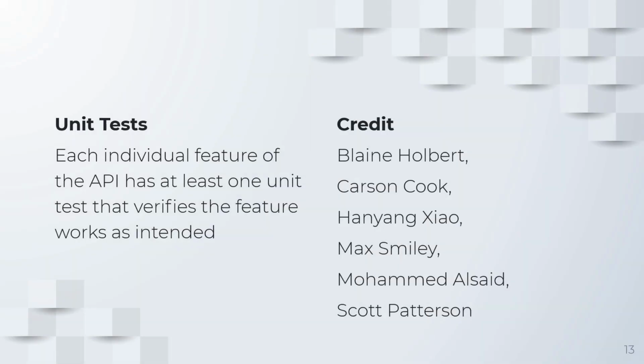And then finally, unit tests. As you can see, this one actually goes out to every single member of the software engineering team because each individual feature of the API has at least one unit test that verifies that the feature works as intended.